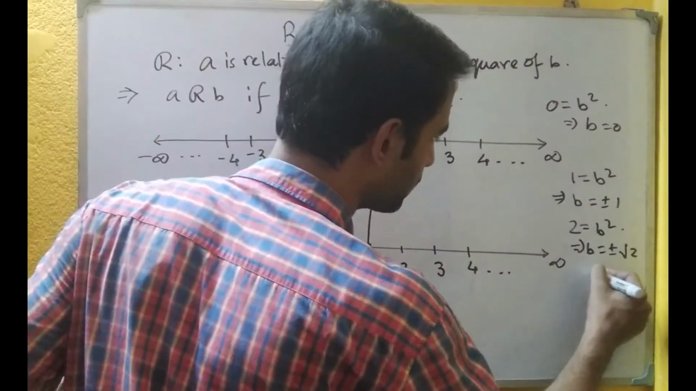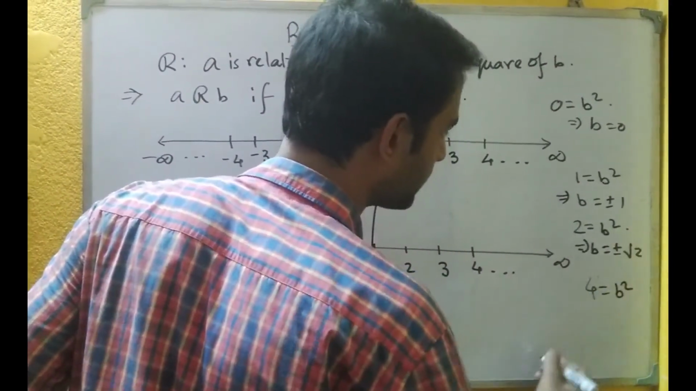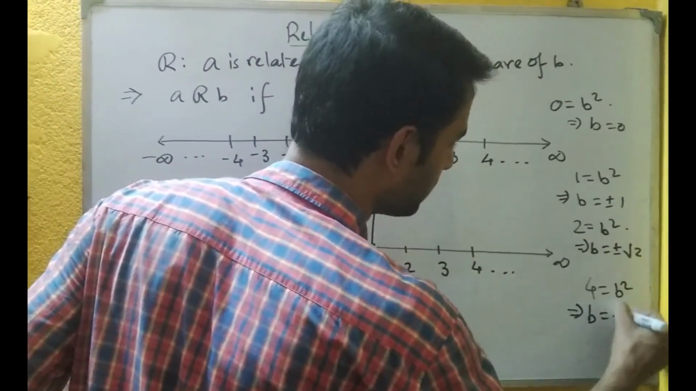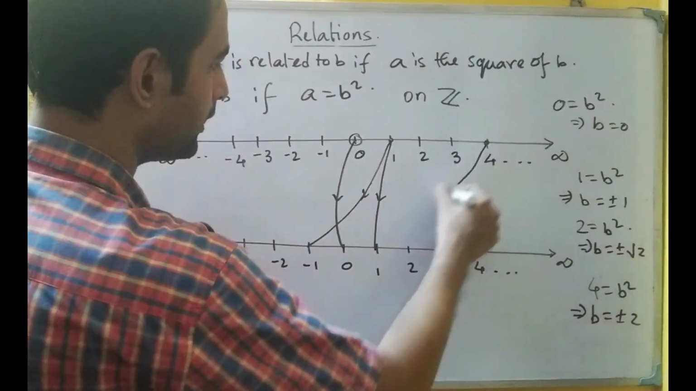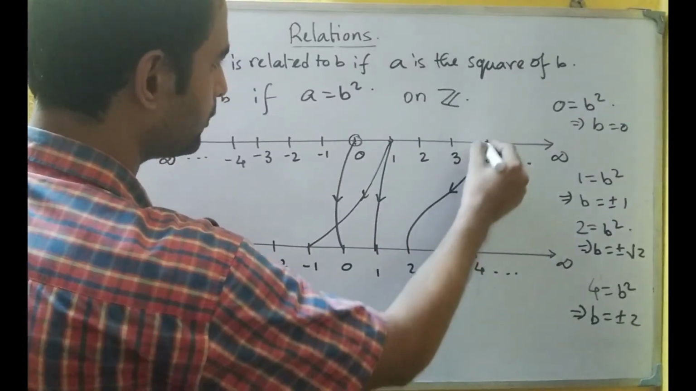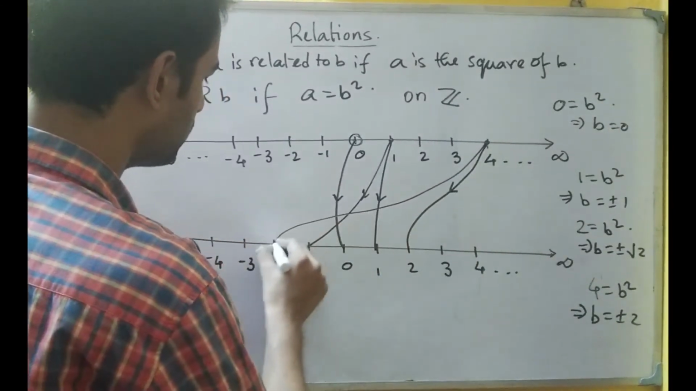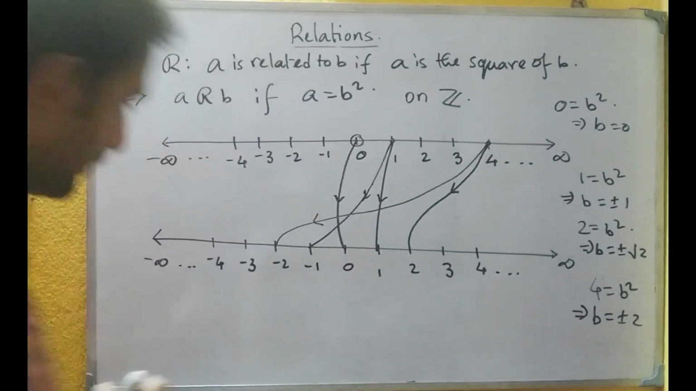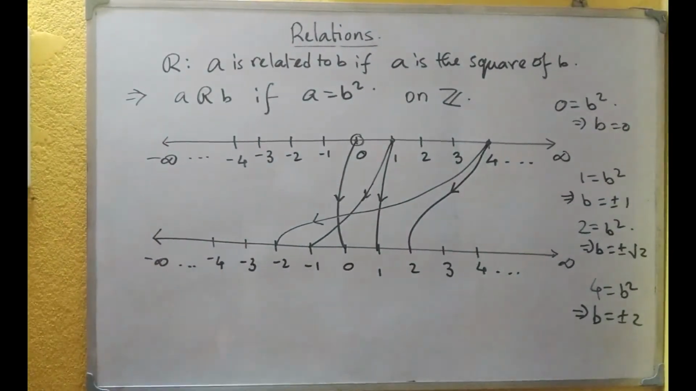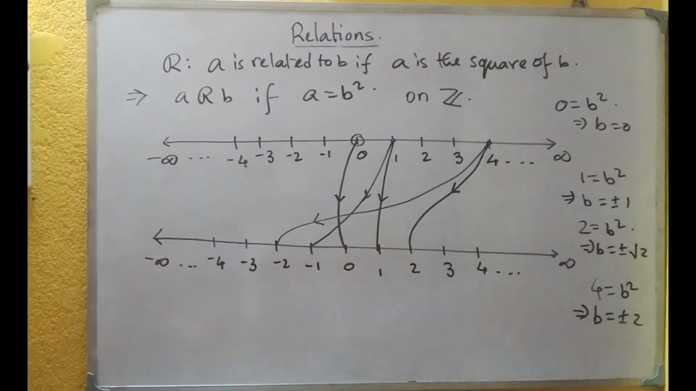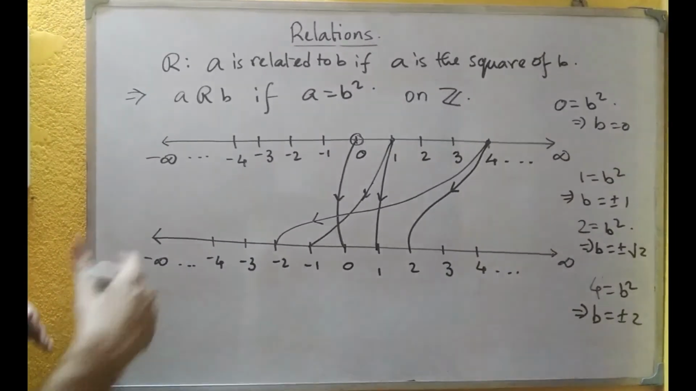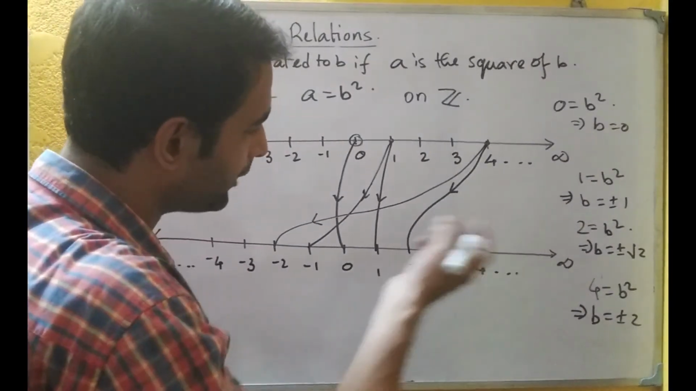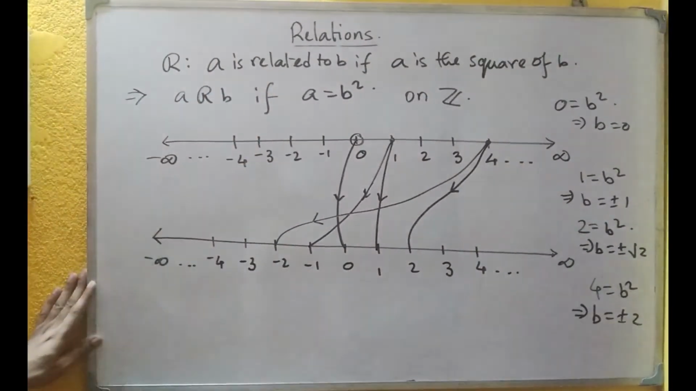If you take A as 4, then you will see 4 is equal to B square, and in that case you will see B should be plus minus 2. So then this element 4 will be related to 2, and also this will be related to minus 2. So in this way we can link the elements of the set Z with the elements of itself when the relation is A equal to B square. So all the square numbers will be related to its roots.